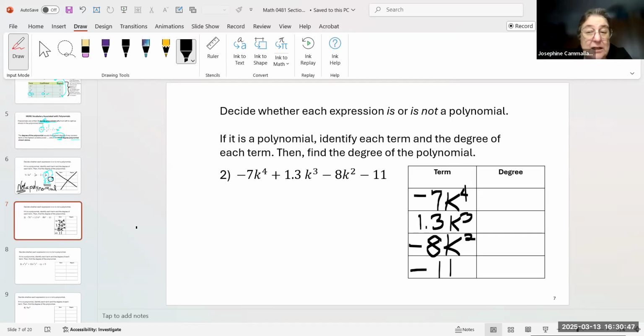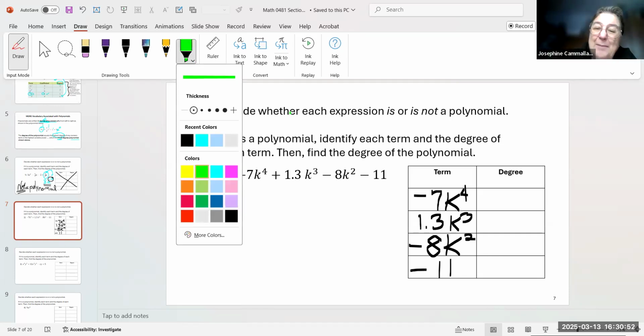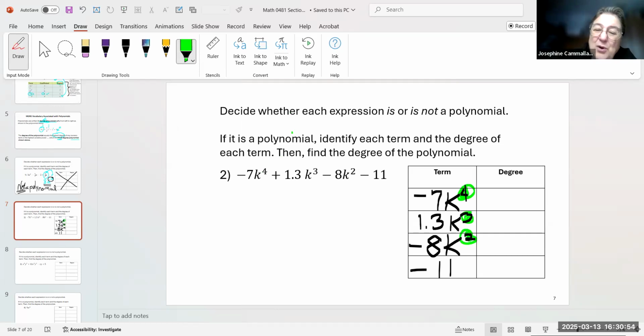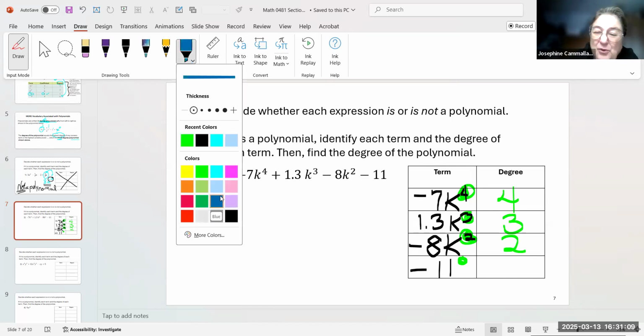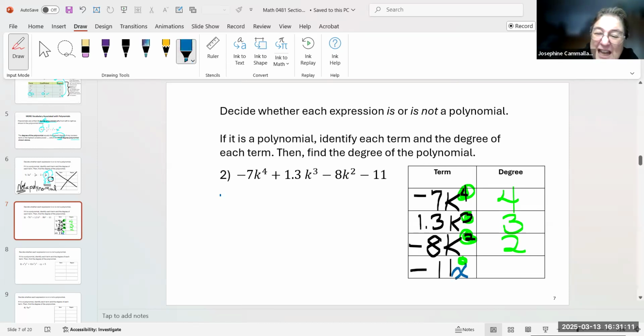Now, the degree is just talking about the powers of the exponents. Well, this will give me 4. This will give me 3. This will give me 2. And don't forget, the 11 has x to the 0 power. That's a whole number. Okay.